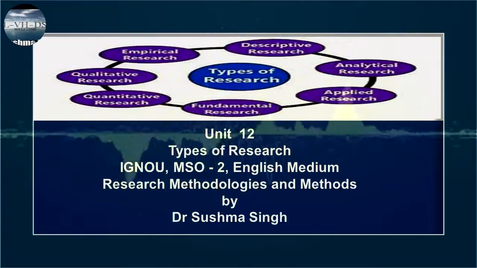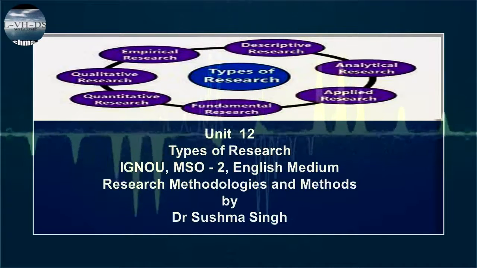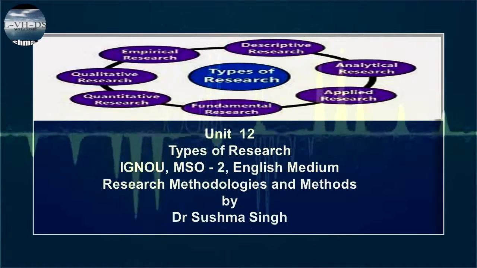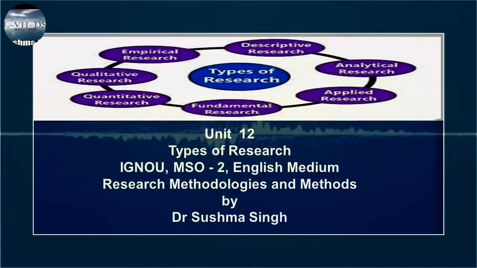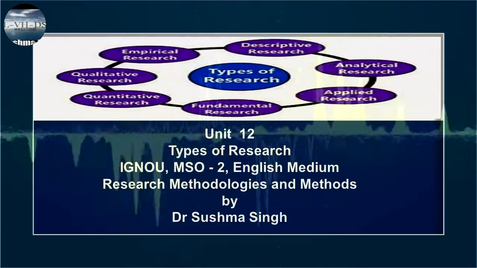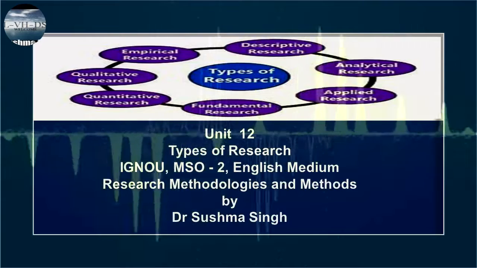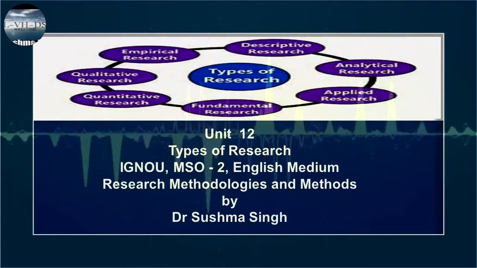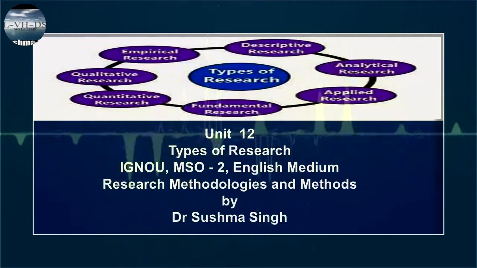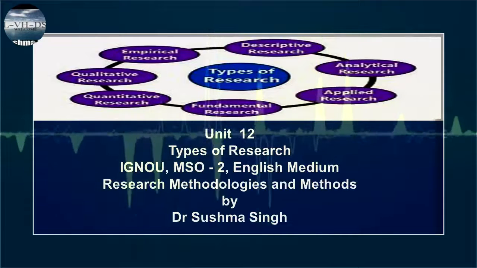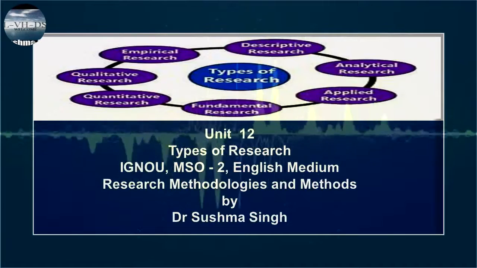Now let us move to the next point, quantitative and qualitative research. Quantitative research is based on the measurement of quantity or amount. It is applicable to phenomena that can be expressed in terms of quantity. This type of research is based on the methodological principles of positivism and adheres to the standards of strict sampling and research design.